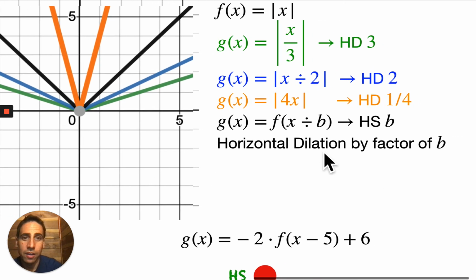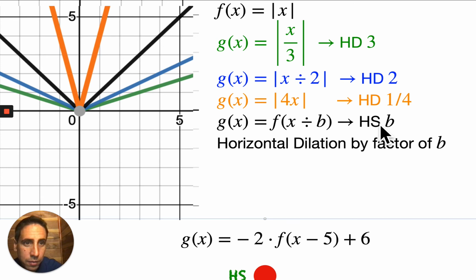So if you see f of x is equal to x divided by b, so that means it's going to be a horizontal. That's wrong. Let me change that.